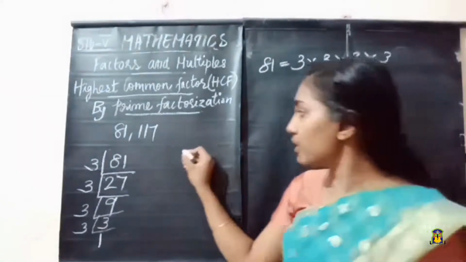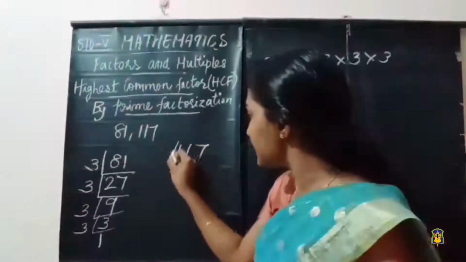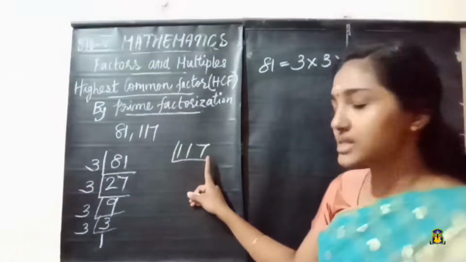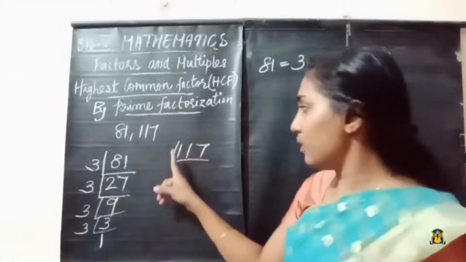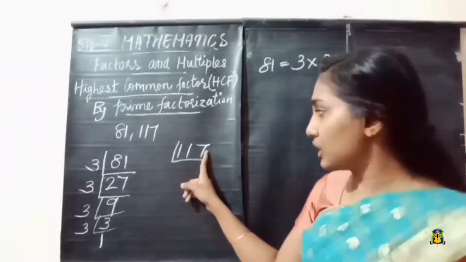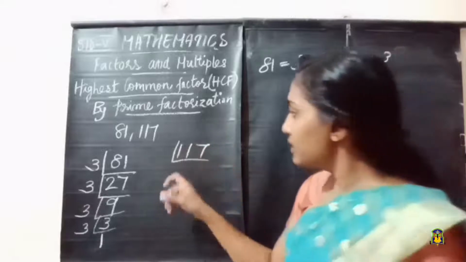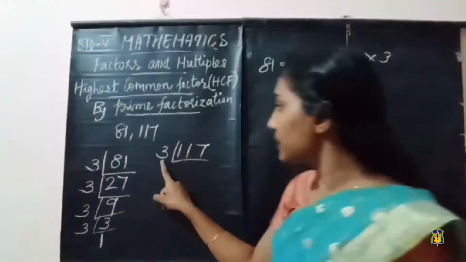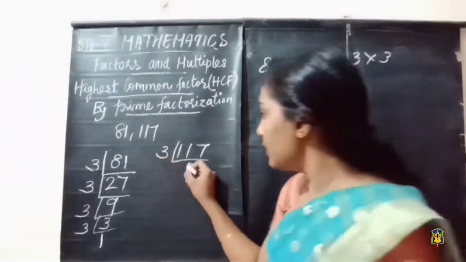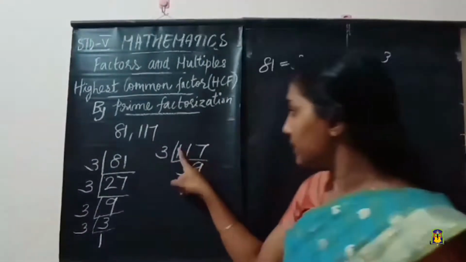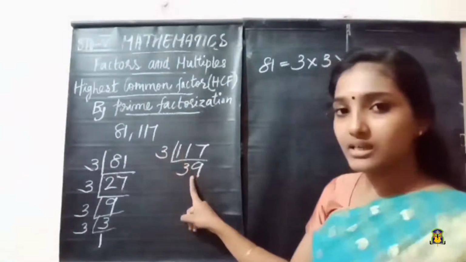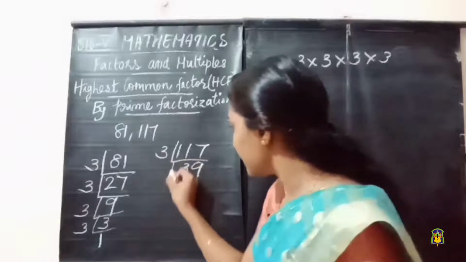Now moving on to our next number, 117. Now we can do the prime factorization of 117. Again we start with the prime number 2. It is not possible here. We cannot divide 117 by 2. So we move to our next prime number, 3. On dividing 117 by 3, we get 39. So we write that quotient here.